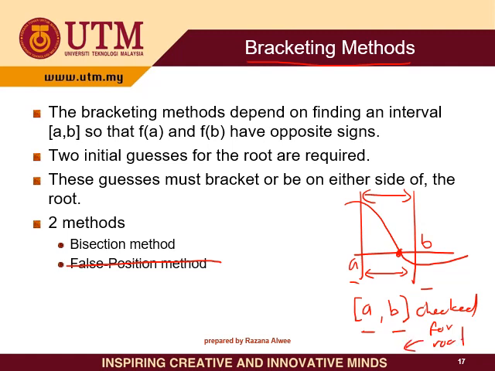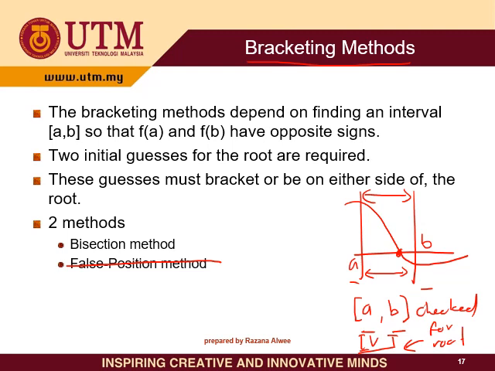Use the IVT, intermediate value theorem, given to you before. Check first. The question gives you the interval A and B. If you want to use bisection, check whether there is a root between A and B. If there is no root, you can say that you cannot use the bisection method. You will not find the answer if there are no roots. That's the most important thing. You must understand that.